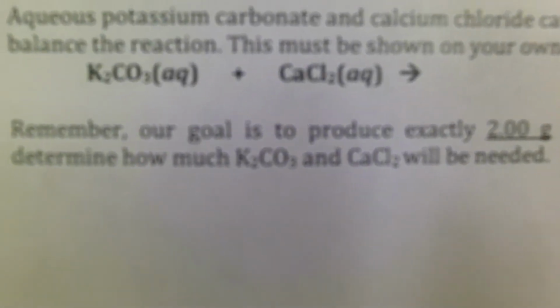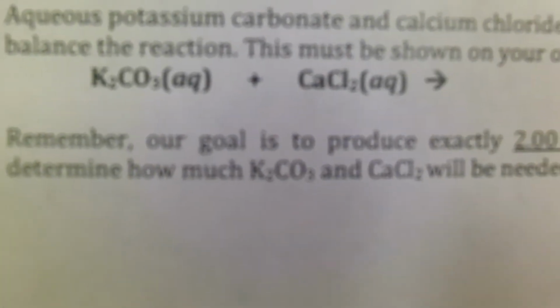So we're trying to make an exact amount of chalk, so we want an exact mass of our product. That means we have to back calculate and calculate the masses of the reactants. You'll see two reactants here, and we already know that our chalk is calcium carbonate.